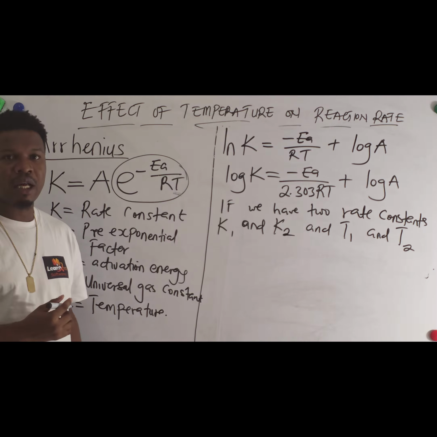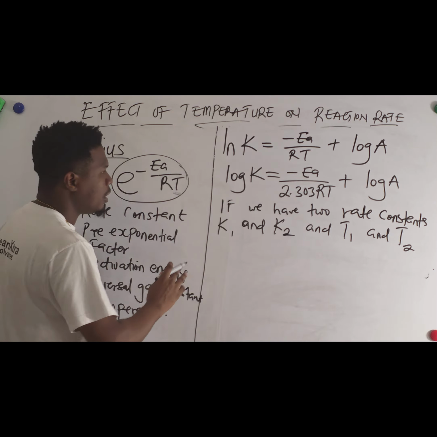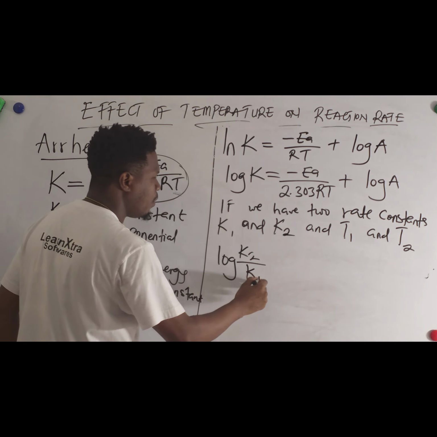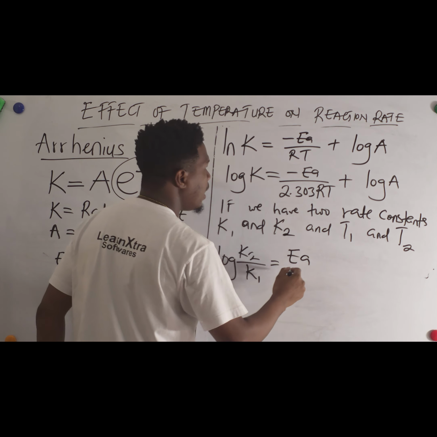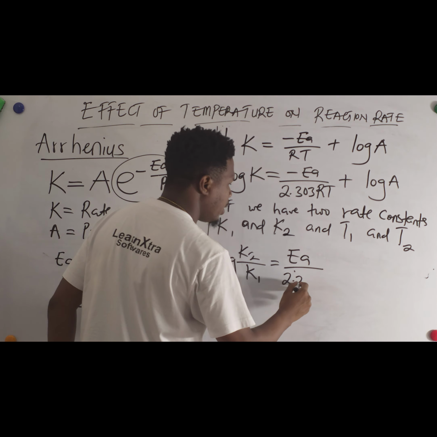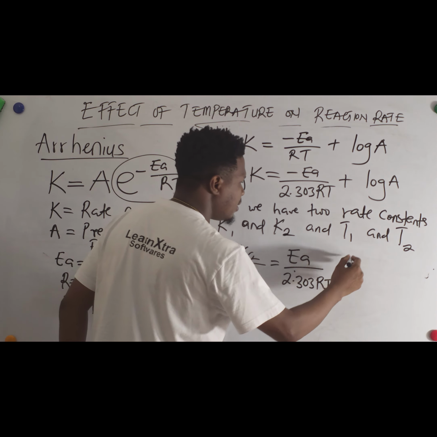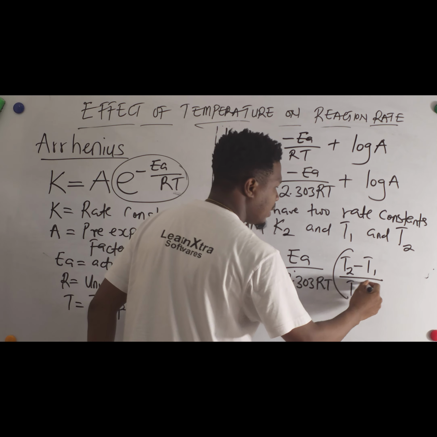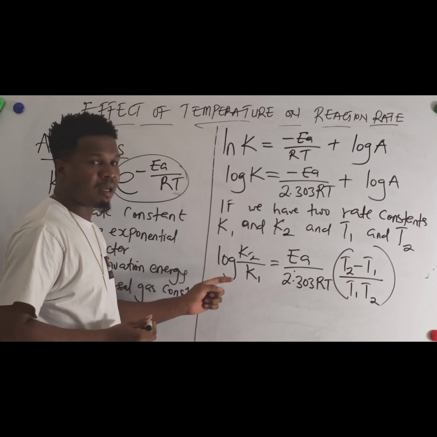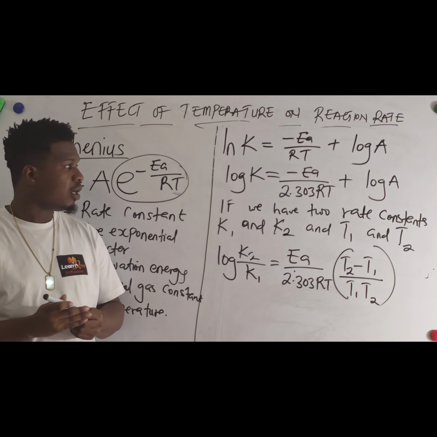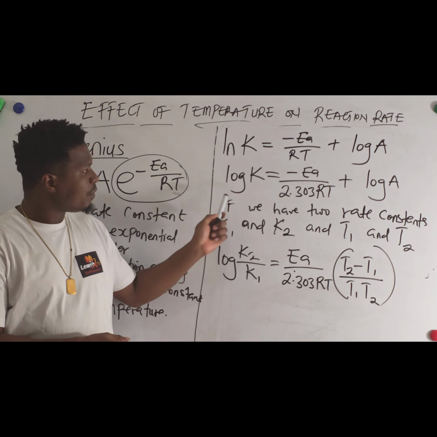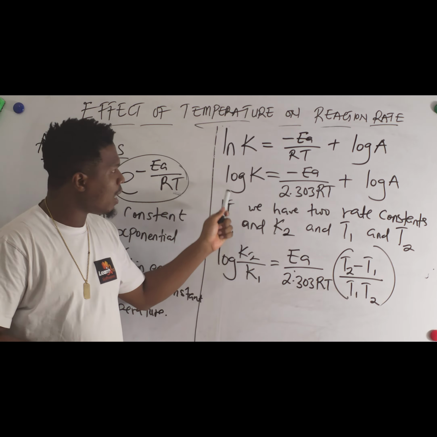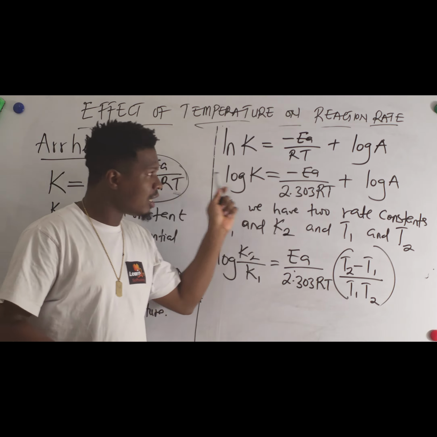So combining these, we'll have that log k2 over k1 is equal to Ea over 2.303 R, bracket open T2 minus T1, all over T1 T2. I don't want to start proving how we got this equation. We got it by combining the expression for k1 and the other expression for k2.